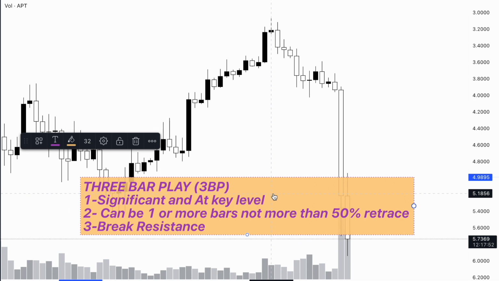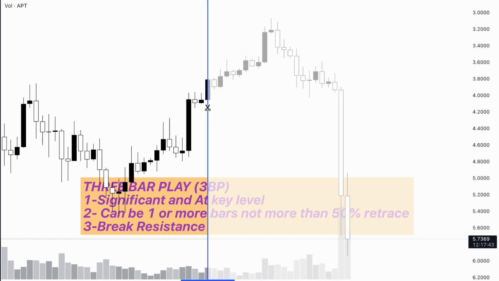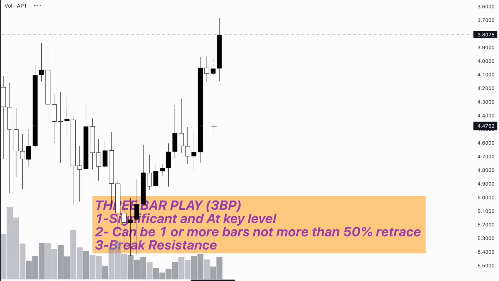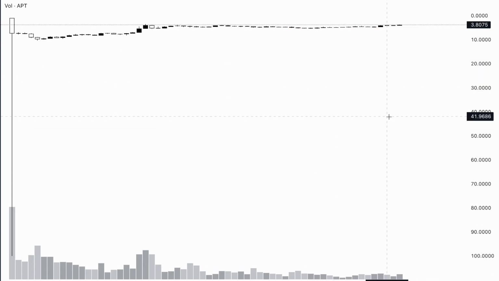Now, if you were to break this down, right? If you were to say, okay, let's go back to here. All right, let's get rid of the text.